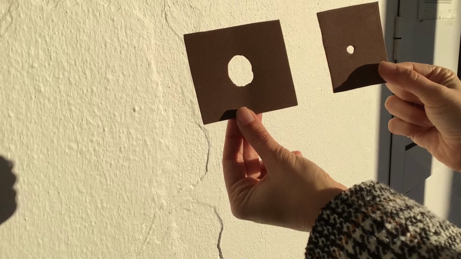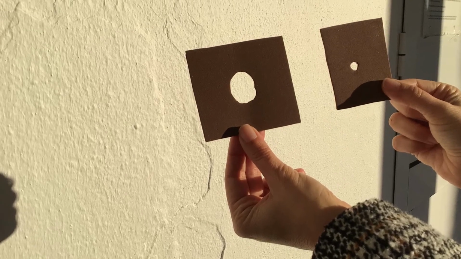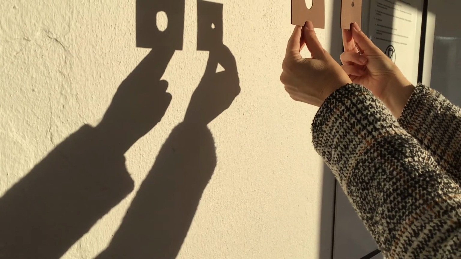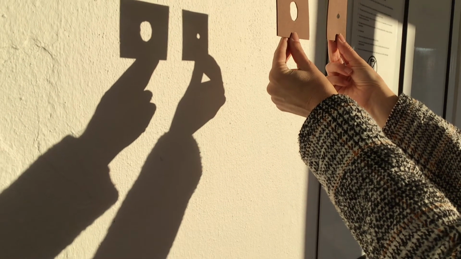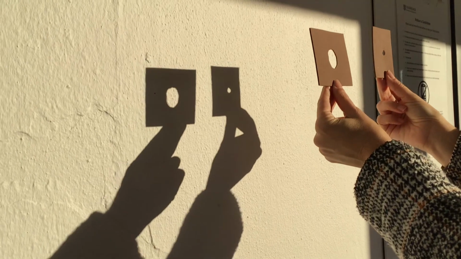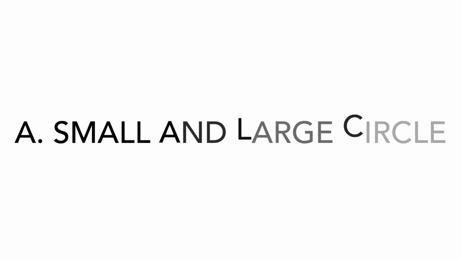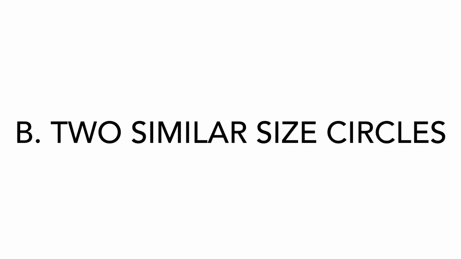Another question. With two circle holes of different sizes, we again see the shadows of the holes when they are close to the wall. But what will we see when we move further away? A. Will we still see a small and large circle? B. Will we see two similar sized circles, but one slightly dimmer? C. Will we see two identical circles of light?